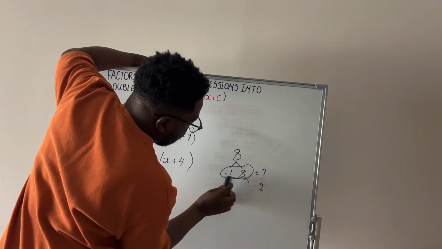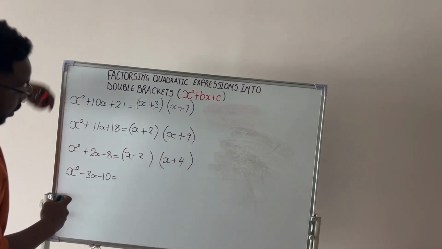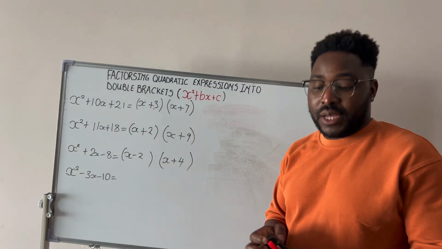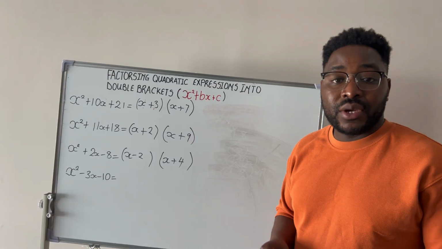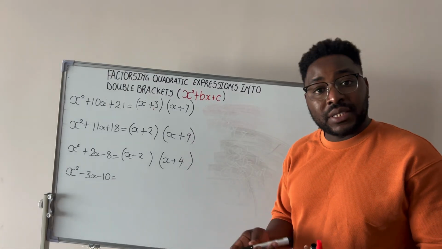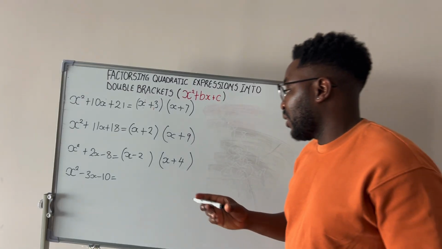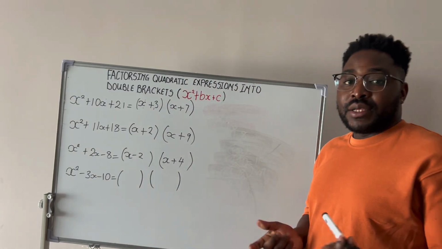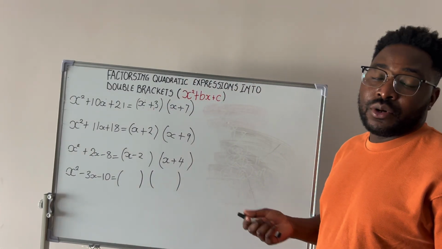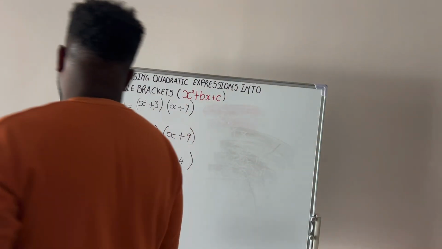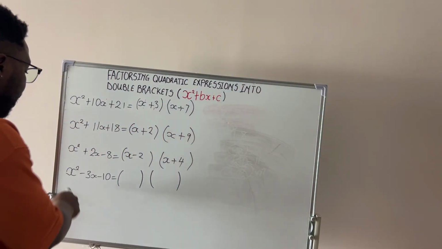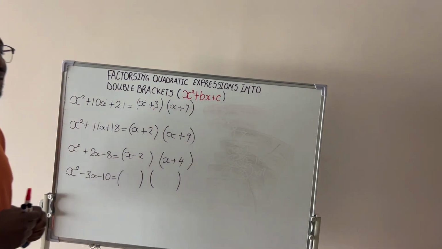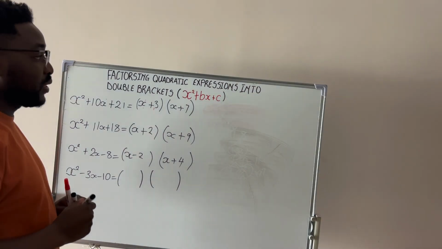Okay, so now let's look at our last expression. You can also pause the video and factorize this expression into double brackets. Check your understanding, and later you can check with me and see if you find the same solution as mine. Definitely we know it's a double bracket, because we have x squared with a leading coefficient of 1, and our expression is written in the standard form of a quadratic expression.